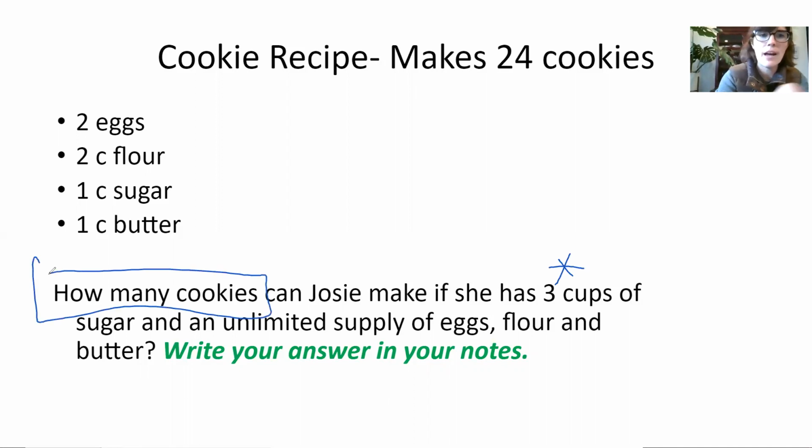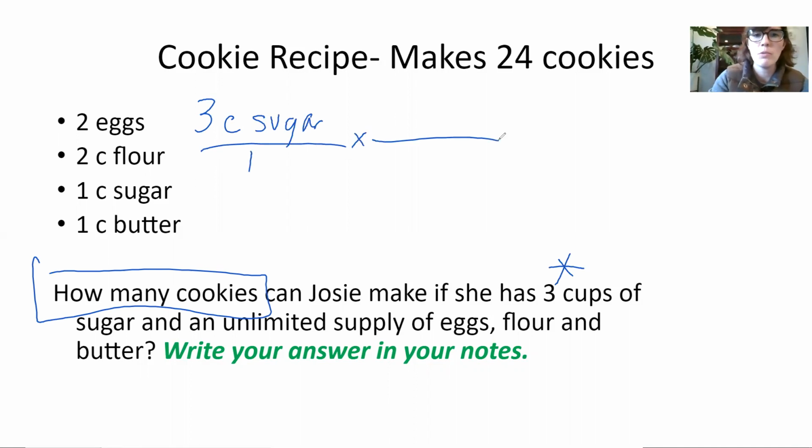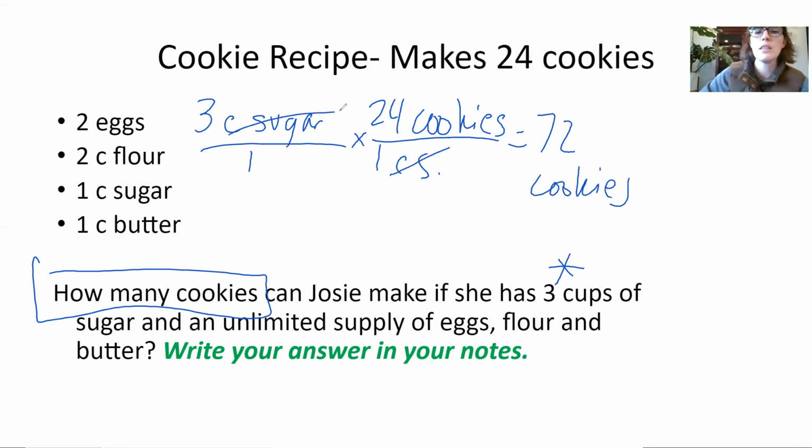And so I have 3 cups of sugar, right? Over 1 times, and then we're using our ratio. So it's 1 cup of sugar to 24 cookies. And that is going to be 72 cookies. The unit that I'm canceling out is going to be cups of sugar. Great.